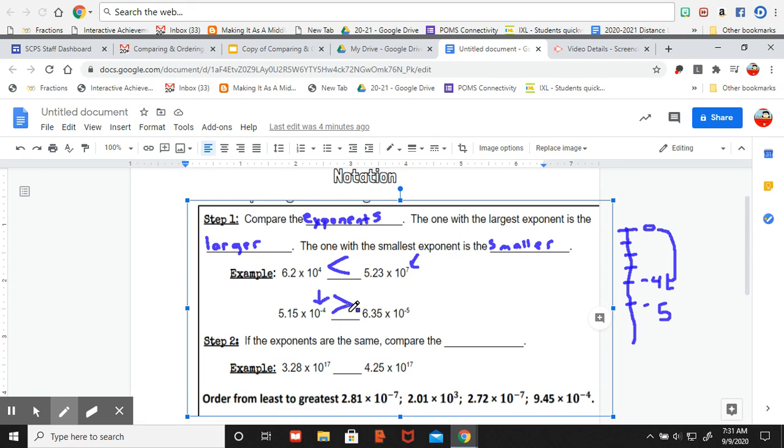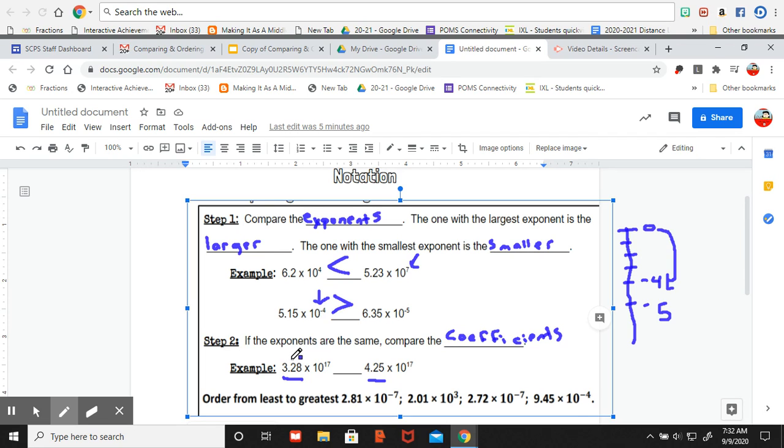So what happens if the exponents are the same? What happens if we have an exponent that in this case is both 17? What do we do then? Well, then we look at the coefficients. So again, if the exponents are the same, we're going to compare the coefficients.